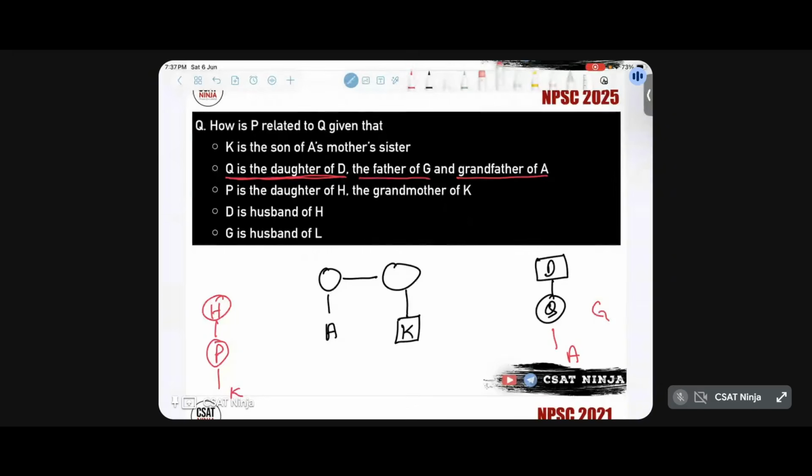But we have a relation now. If you look here carefully, the first statement: K is the son of A's mother's sister. That was the first statement. Second statement was Q is the daughter of D, and D is nothing but the father of G, and D is the grandfather of A as well. Okay, I forgot to mention one thing here.